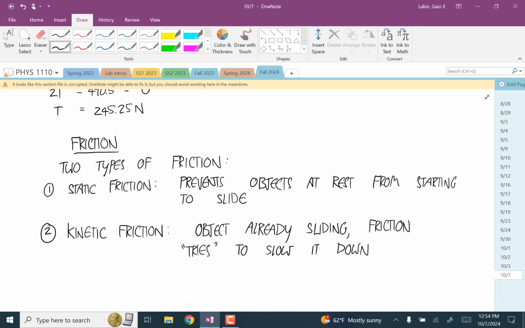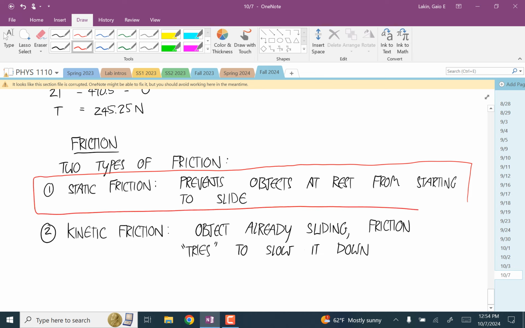There's no reason we couldn't talk about both of these two calculations, but we're just not going to in the interest of time. So we're going to skip static friction, and we're going to only do kinetic friction.